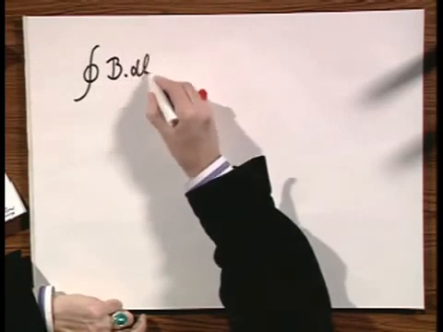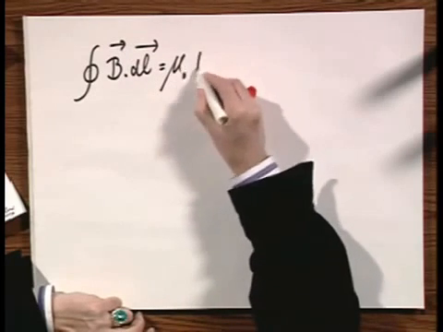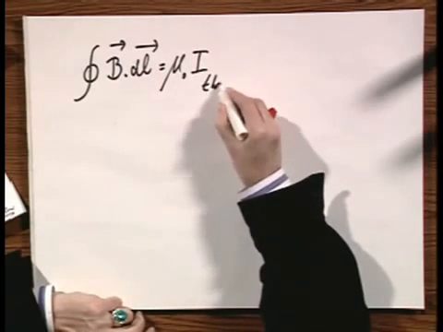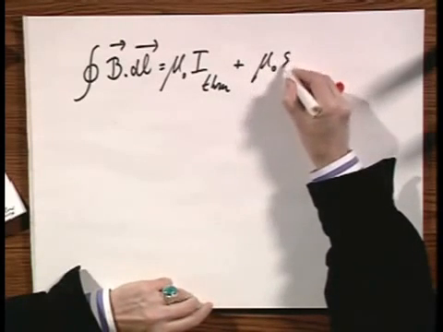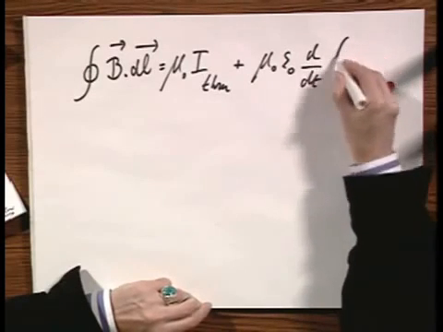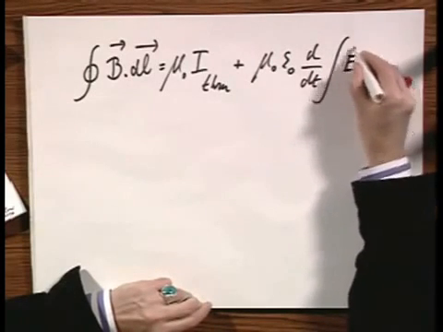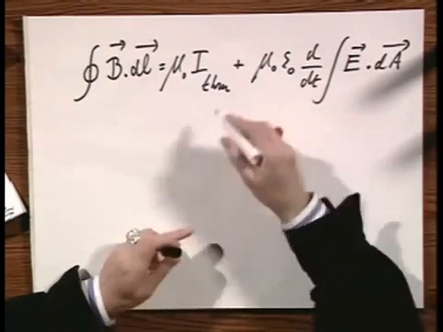Closed loop integral of B dot dl equals mu 0 times I through plus mu 0 times epsilon 0 times d dt times the integral of E dot dA. What does this mean?